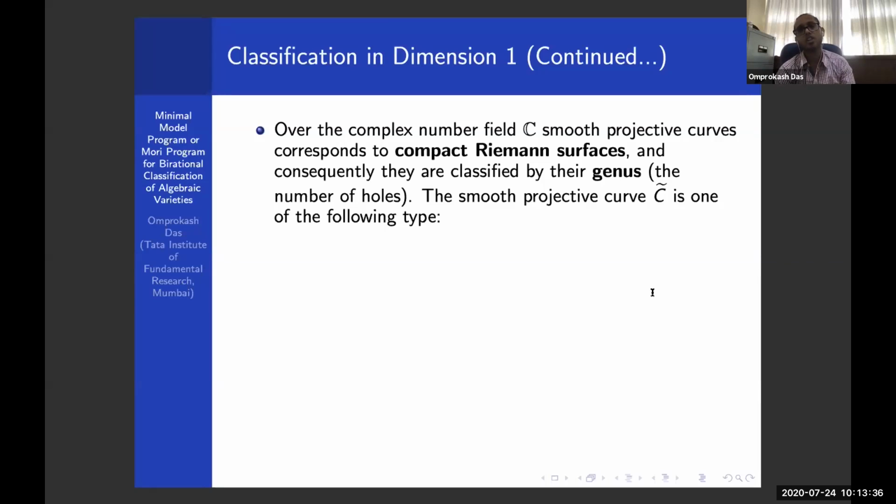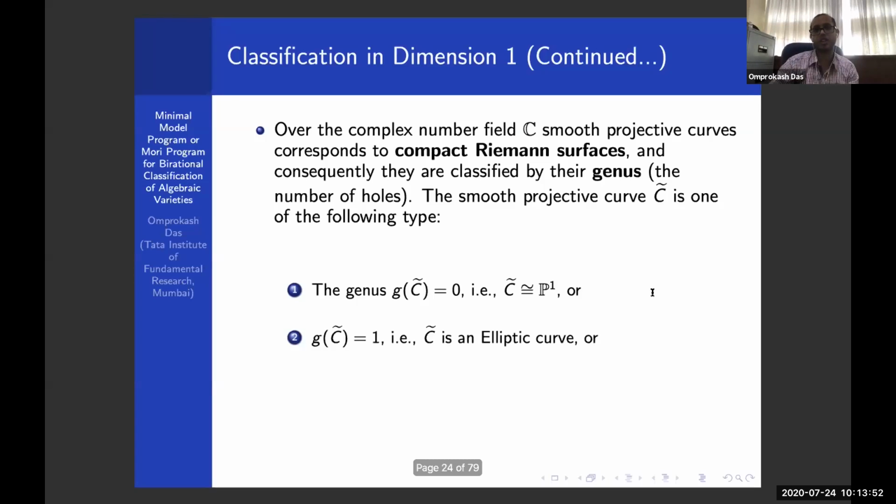Consequently, as you know, the compact Riemann surfaces are completely classified by their genus, the number of holes within them. So the smooth projective curve C tilde that we found in the previous slide, if it has genus 0, then it's going to be P1 by the classification of compact Riemann surfaces, I mean, over the complex numbers.